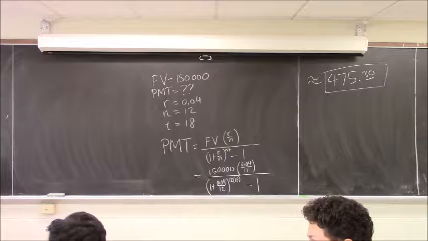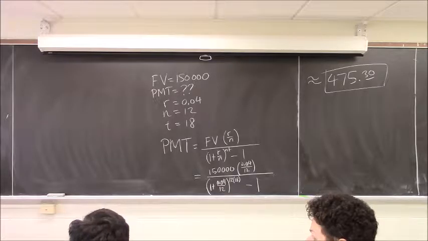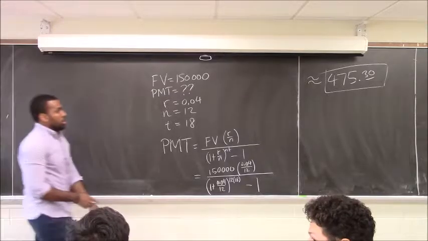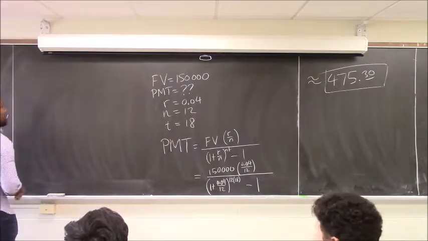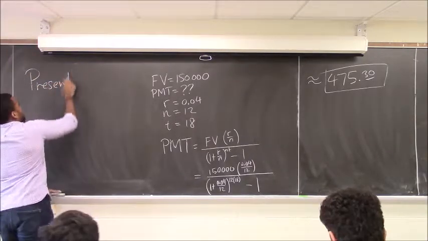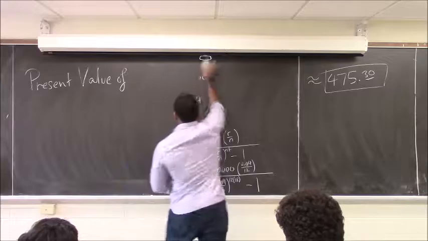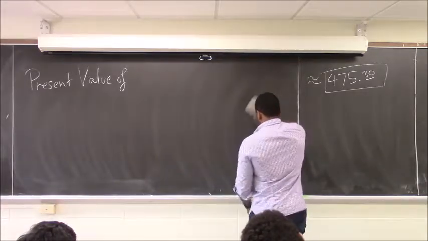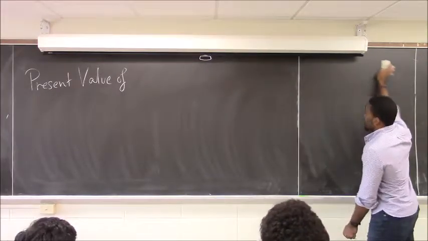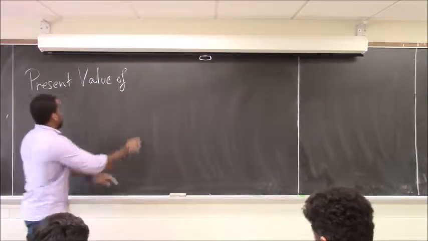I actually want to talk about a different kind of annuity payment. So let's look at the other side. Let's talk about the present value of an annuity. Here we've derived the relationship between the future value of an annuity and the payments that we're making currently. Now I want to derive the relationship between the present value of the annuity and the payments that we're making.